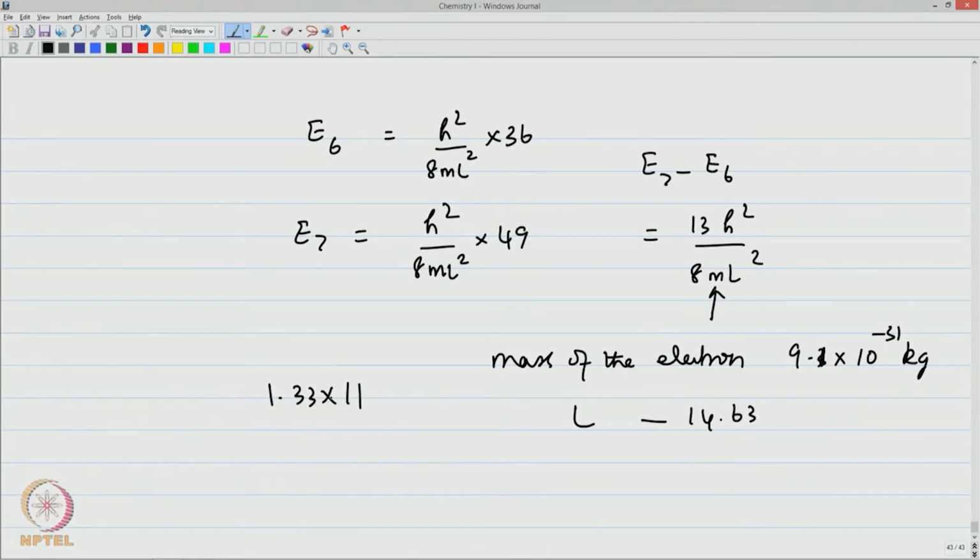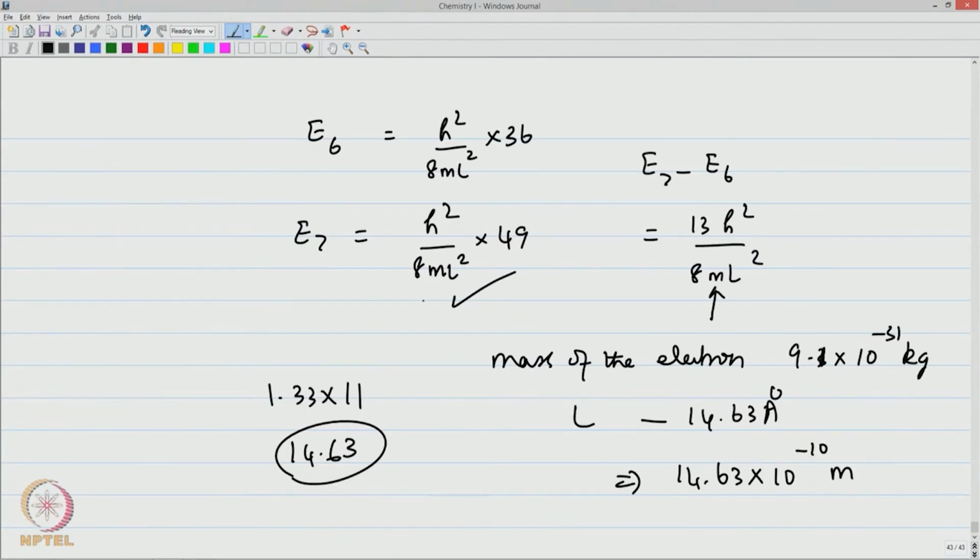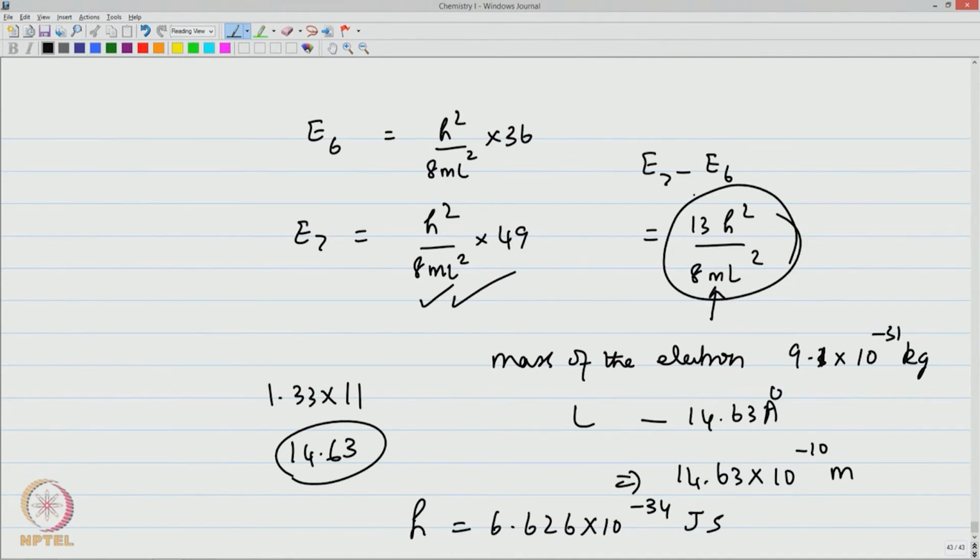I am very poor at doing the maths in English, so I will do it in my own language, in Tamil. You have to do your maths in your language. Okay. 14.63 angstrom, and so what you have is 14.63 into 10 raised to minus 10 meters. So, L is known, m is known, h is known, 6.626 into 10 raised to minus 34 joule second. Therefore, you can calculate this number. I leave it to you as an exercise, and this completes the assignment 1.